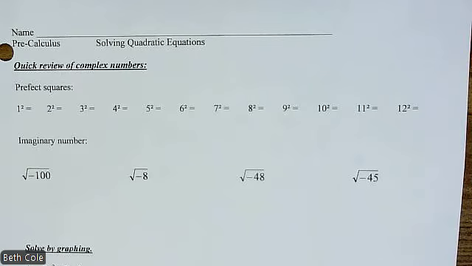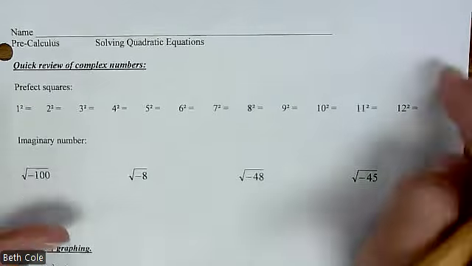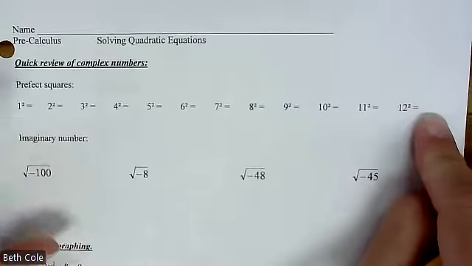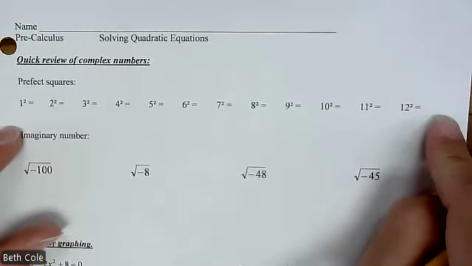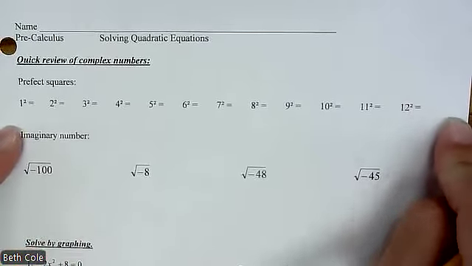Real quick mini lesson before we go into solving: perfect squares and imaginary numbers, because you need to know that in order to solve, because sometimes your answers come out to being imaginary. You did learn it in Algebra 2 though, so it's just going to be a real quick review. Without a calculator, I expect you to know your perfect squares up through 12 squared, okay?